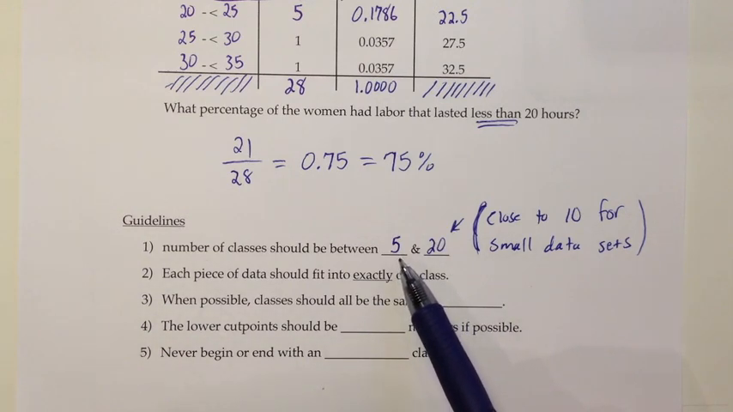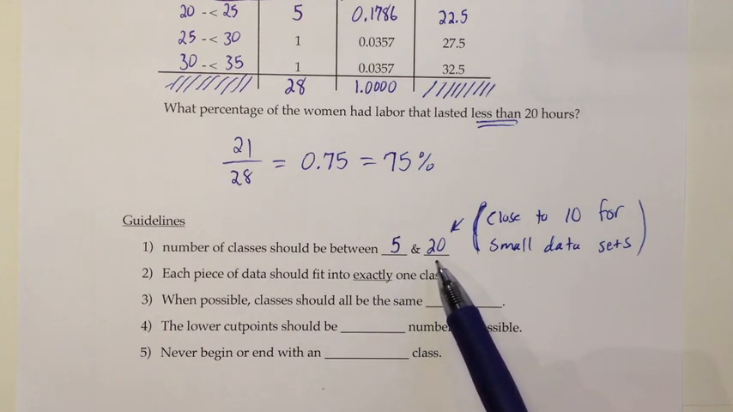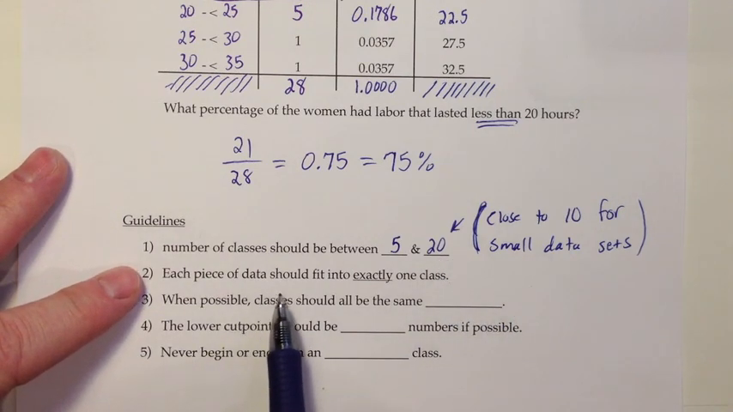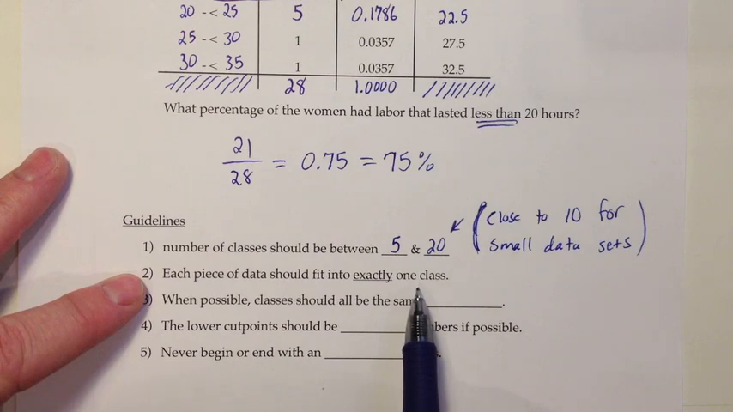And we want at least 5 so that you can see patterns. If you don't have enough classes, it's hard for patterns to emerge. And we try to keep it below 20 because we're grouping. Raw data can be overwhelming, but a table with too many classes can be overwhelming as well, so we're trying to avoid that problem. And then each piece of data should fit into exactly one class.